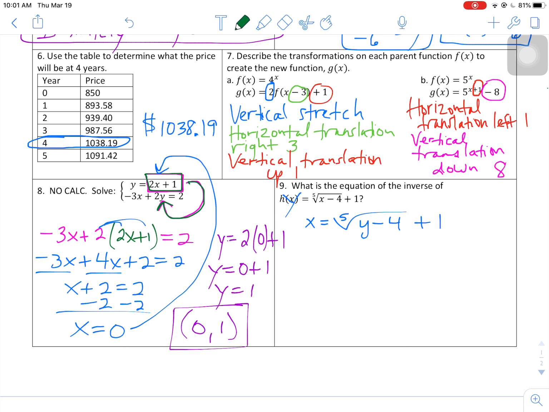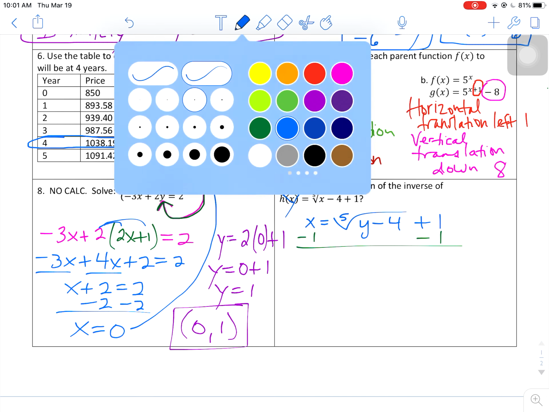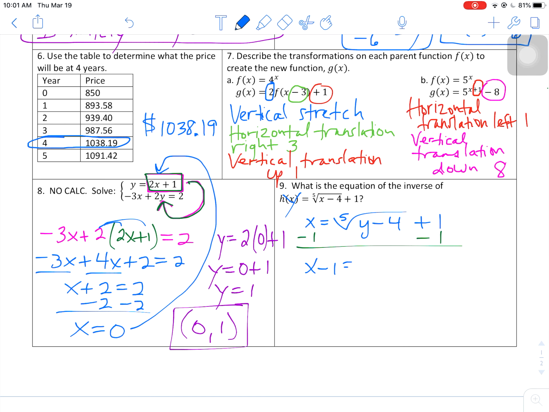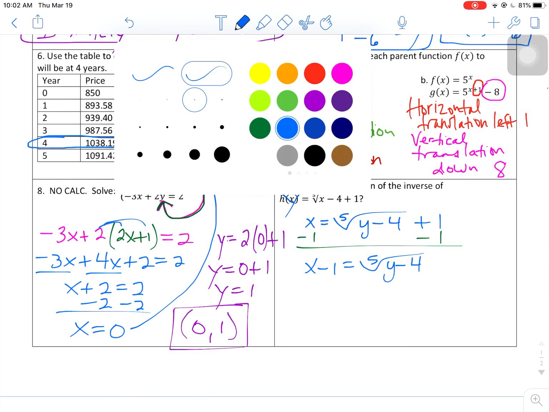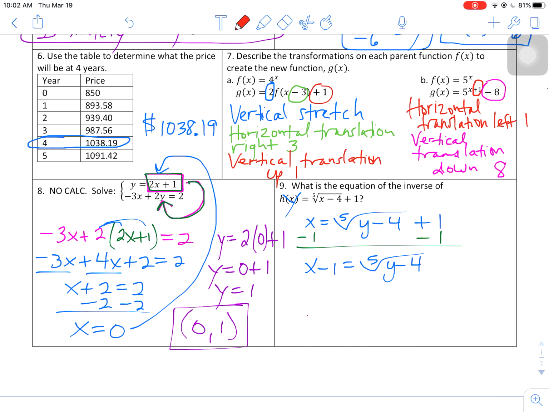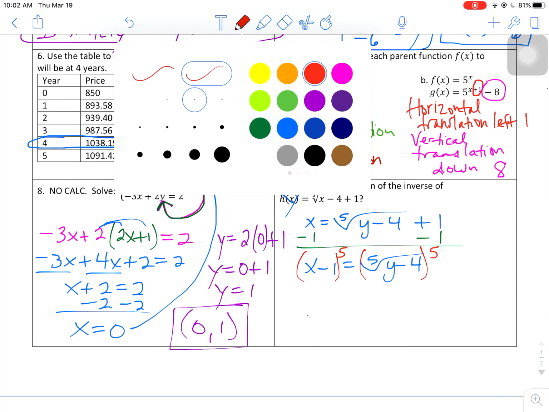And then we want to solve for y by doing order of operations backwards. So I want to isolate that radical first. So in order to isolate the radical, I have to subtract 1 from both sides. Now that the radical is all isolated, it's all by itself on one side of the equation, in order to undo a fifth root, I have to raise it up to the fifth power. Whatever I do to one side of the equation, I have to do to the other side of the equation to keep it balanced.